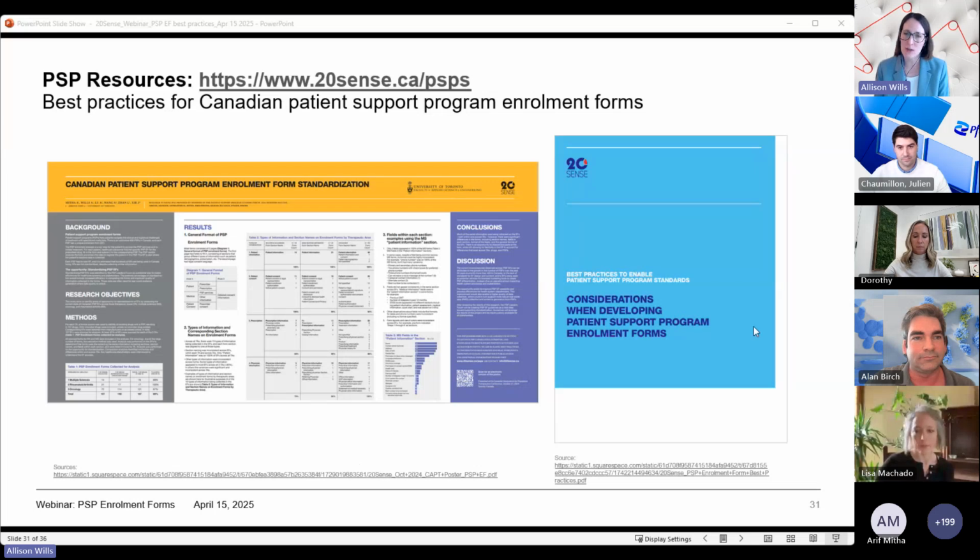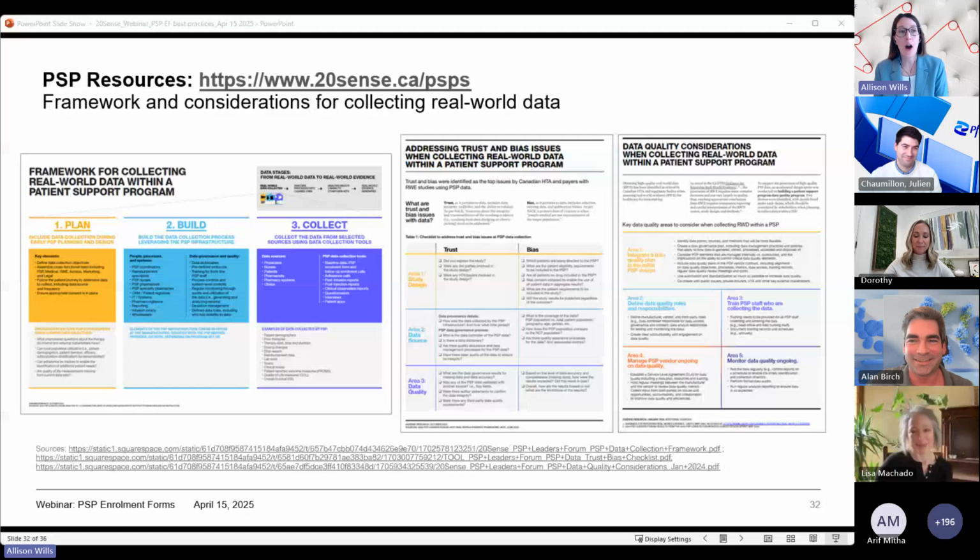And then the considerations when developing PSP enrollment forms document is also available. It has all of the details that you saw today about those 7 best practices to consider for creators of PSP forms, or if you're trying to move towards standardization, which is going to be led by Julien in the industry-wide, we now heard. Just kidding, Julien. Also, as I mentioned off the top, there are quite a few other resources that have been developed for patient support program standards and data from the PSP Leaders Forum. You can also find online this package of work that was done on framework and considerations for collecting real-world data with patient support programs.